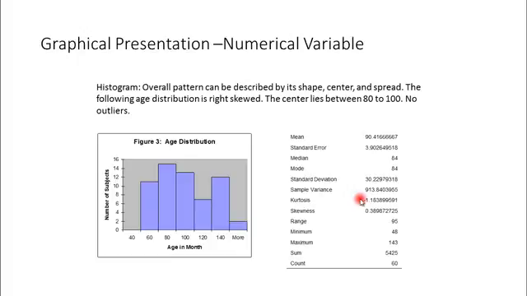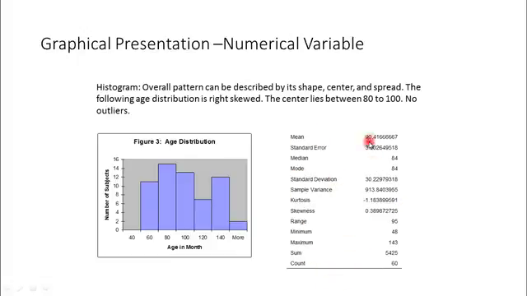A histogram's overall pattern can be described by its shape, center and spread. The following age distribution is right skewed. The center lies between 80 to 100 and there are no outliers. So this is a histogram, and there are a few statistics mentioned here, and we will also calculate the statistics when we go to the data.